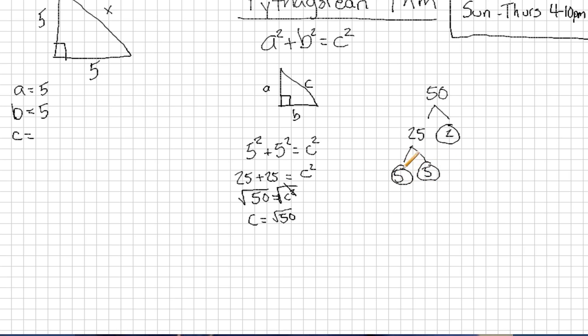Okay? Now, within a radical, you need a pair of numbers for one of them to come out. So as you can see, I have a pair of 5s right here. So my final answer is going to be 5 on the outside of the radical, and then I'm left with this 2 inside. Alright? So, my x, which is our c, is 5 rad 2.